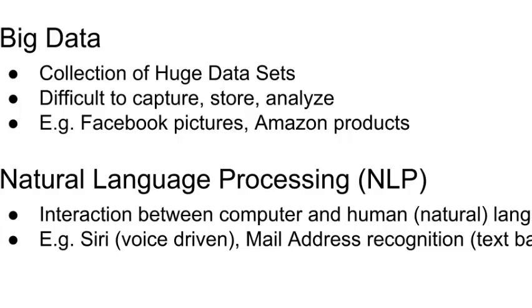Big data is a collection of huge data sets which is difficult to capture, store and analyze. Examples would be Facebook pictures, Amazon products, etc., where we're talking about millions and millions of data points. Natural language processing is an interaction between computer and human language, not restricted to voice as many people think. It also involves text-based languages.